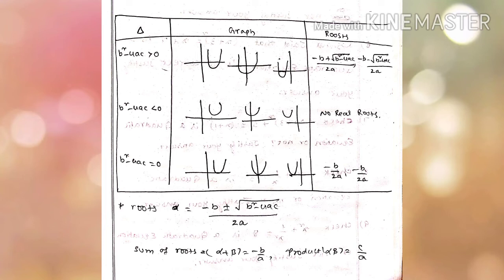Formula to find out the roots is x equal to minus b plus or minus root b square minus 4ac by 2a. Here also we can find out the sum of roots and product of roots. Sum of roots formula is minus b by a and product of roots is equal to c by a. Right.